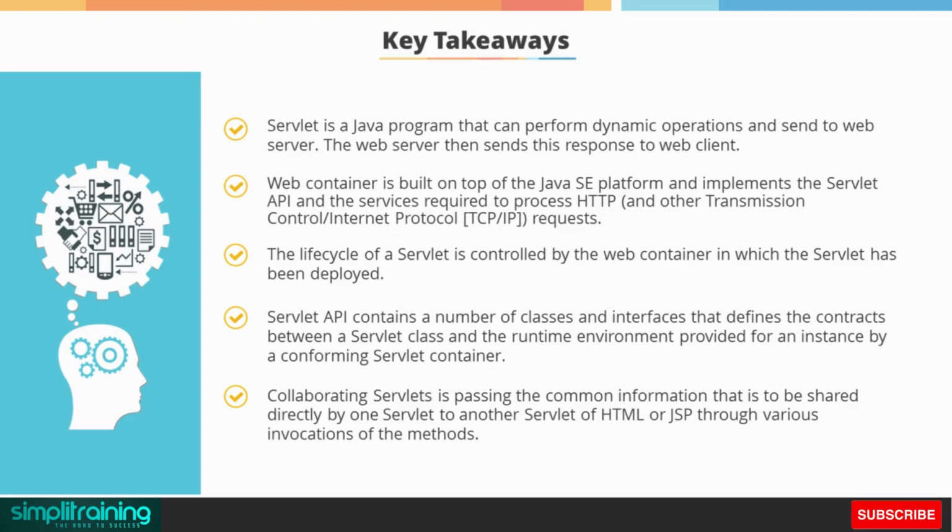The lifecycle of a servlet is controlled by the web container in which the servlet has been deployed. Servlet API contains a number of classes and interfaces that define the contracts between a servlet class and the runtime environment provided for an instance by a conforming servlet container. Collaborating servlets is passing the common information that is to be shared directly by one servlet to another servlet or HTML or JSP through various invocations of the methods.